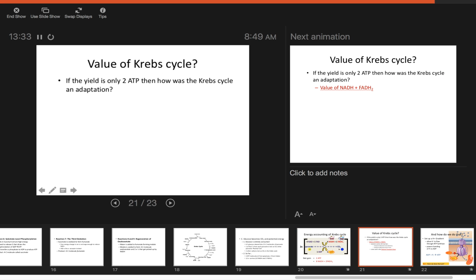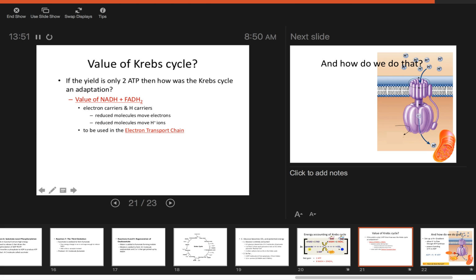All right, so why do the Krebs cycle? If the yield is only 2 ATP, why did the Krebs cycle come about? It has everything to do with the electron carriers, because it makes a bunch of electron carriers. These electron carriers will move to the ETC.